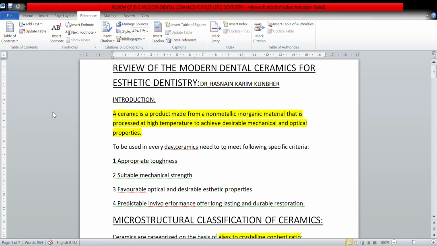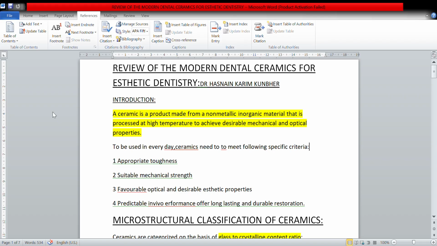Very first, in the 13th century, porcelain was introduced, and that porcelain was converted into the porcelain jacket crown. But the drawback associated with the porcelain jacket crown was its poor strength that leads to internal micro cracking. So they modified that porcelain with the addition of metal. What is the purpose of the addition of metal? To provide strength to porcelain. Again, the drawback was poor aesthetics due to the addition of metal.